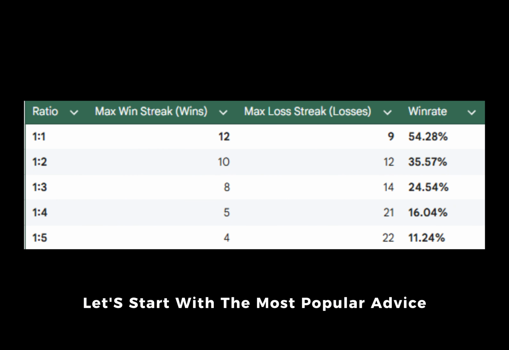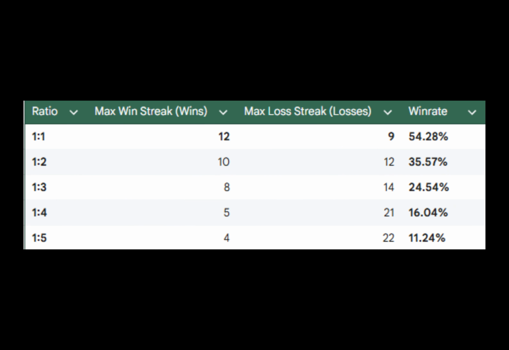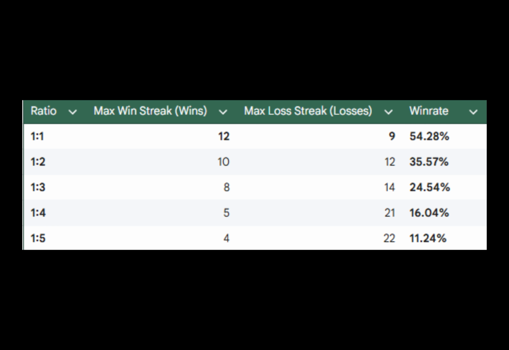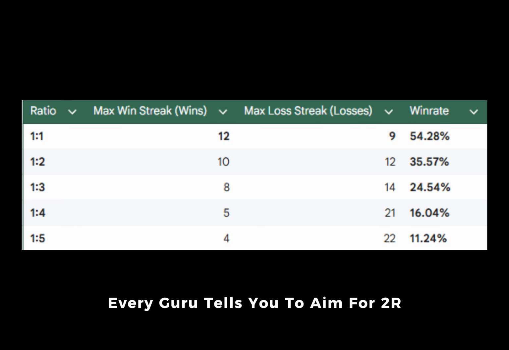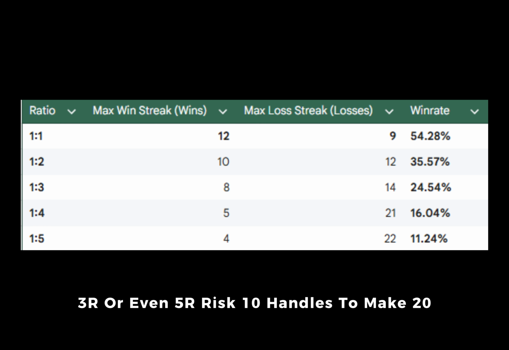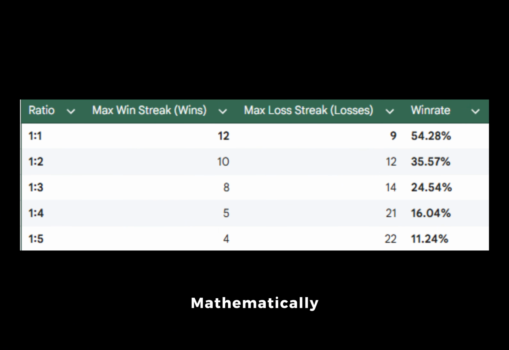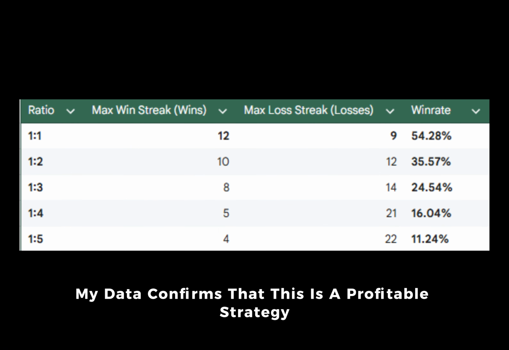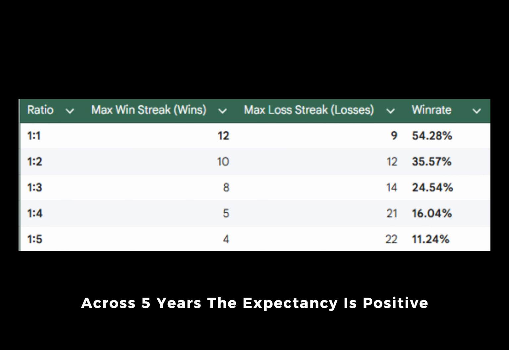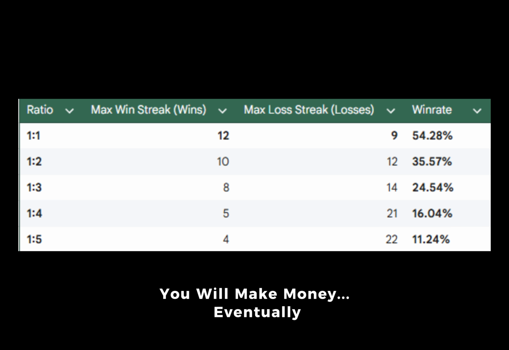Let's start with the most popular advice. The 1-to-2 risk-reward. Let's look at the standard model. Every guru tells you to aim for 2R, 3R, or even 5R. Risk 10 handles to make 20, 30, 40, or 50. Mathematically, my data confirms that this is a profitable strategy. Across 5 years, the expectancy is positive. You will make money eventually.